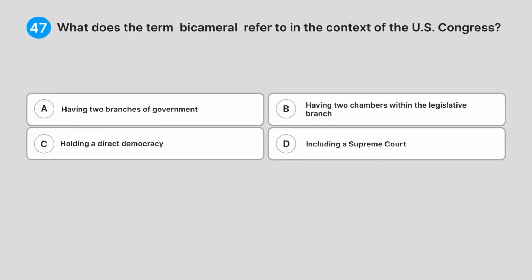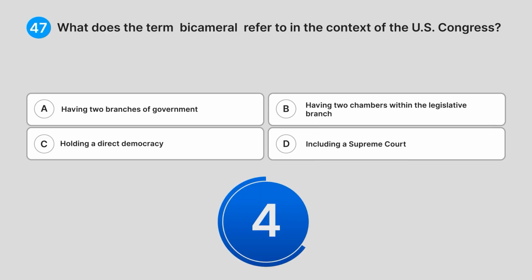47. What does the term bicameral refer to in the context of the US Congress? A. Having two branches of government. B. Having two chambers within the legislative branch. C. Holding a direct democracy. D. Including a Supreme Court. What do you think is the answer?